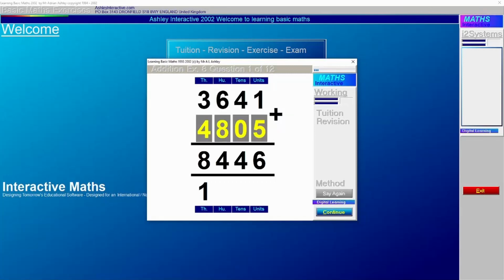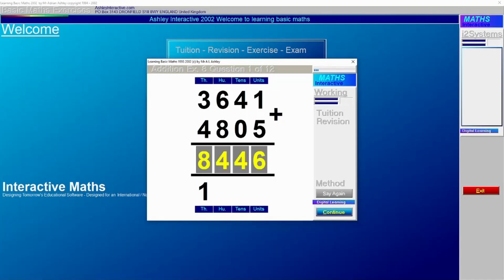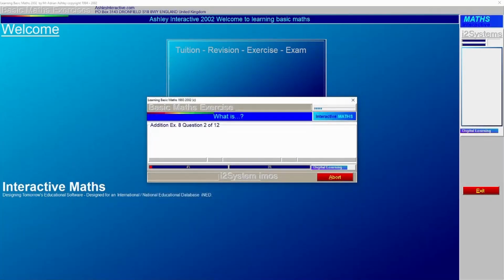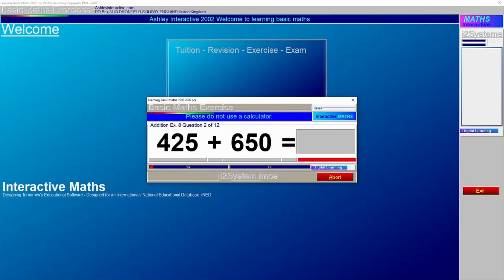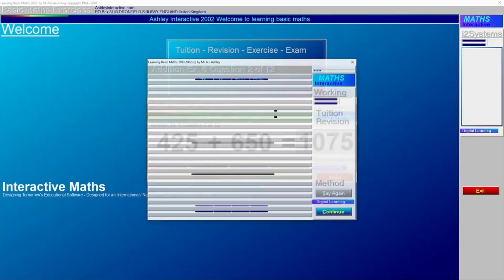3,641 add 4,805 is equal to 8,446. What is 425 add 650 equal to? That is the correct answer.